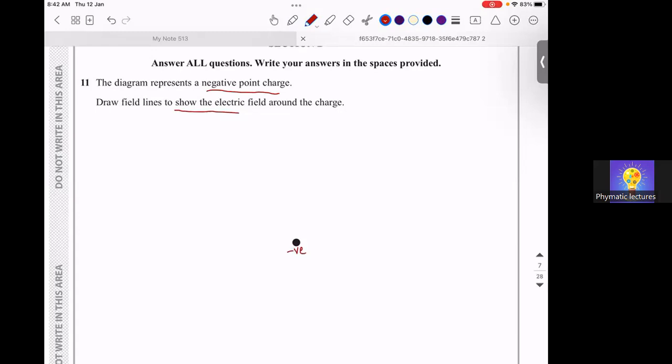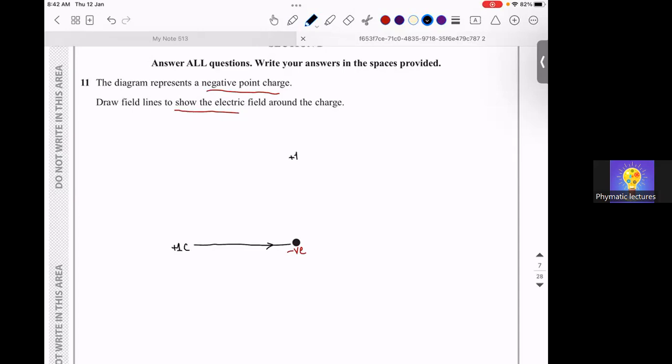So what is actually the concept of field lines? Wherever we need to find the influence of the field at a particular point, we will always keep a unit positive charge. For example, if I'm keeping a unit positive charge, say it is one coulomb, we already know that negative and positive will attract each other. So what happens to this 1 coulomb? It will be attracted towards the point charge.